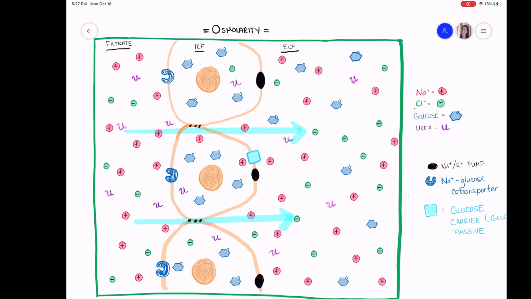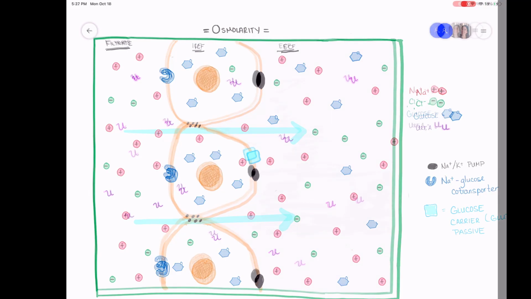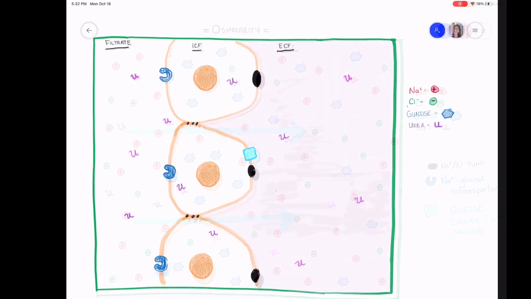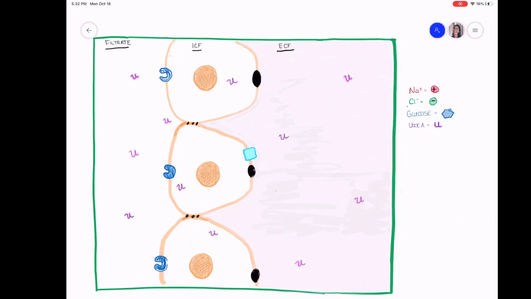Now that water has moved largely from the filtrate to the ECF, something interesting has happened with urea. But unfortunately, this drawing is a little crowded to really show it well. So what I'm going to do is show you the same drawing with all of the solutes except urea removed. Now you might be looking at this and going, I don't see what the big deal is.